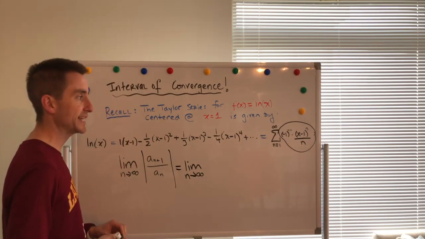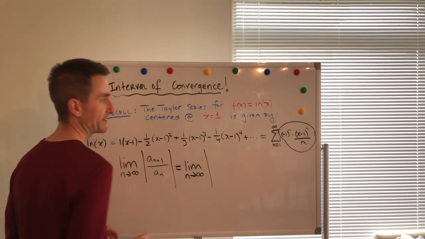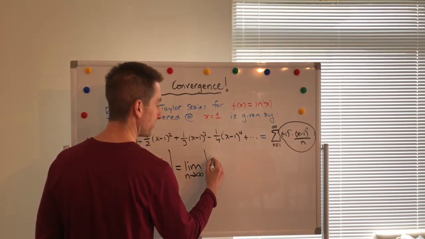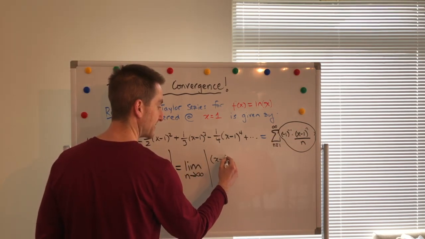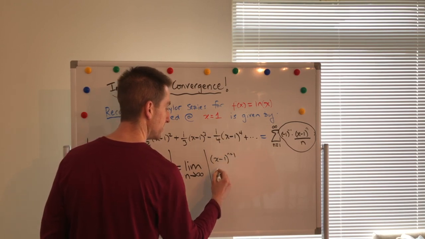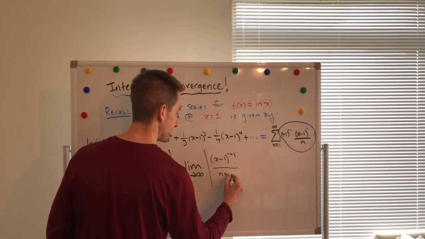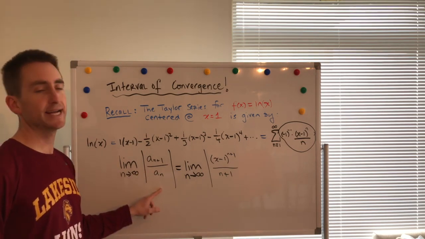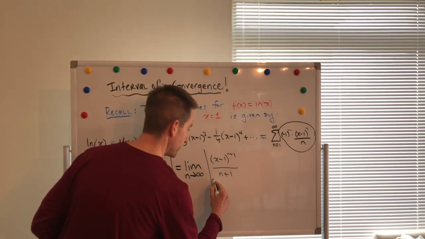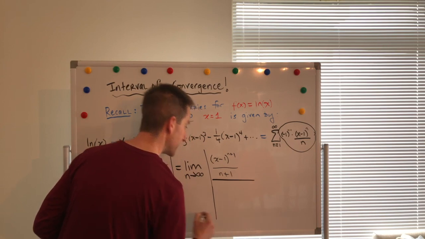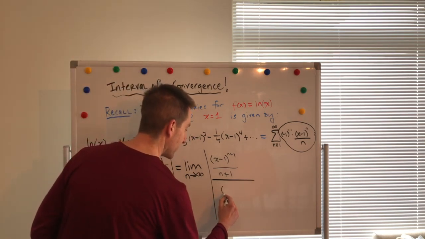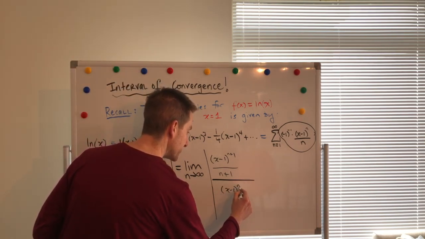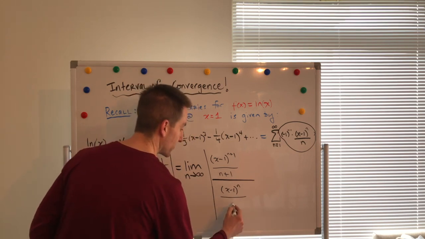So we have the limit as n goes to infinity of the absolute value of the n plus first term, which would be x minus 1 to the n plus 1 over n plus 1. And that's going to get divided by the nth term. So all of that gets divided by, and I extend my absolute value bars, the nth term, which is x minus 1 to the n over n.